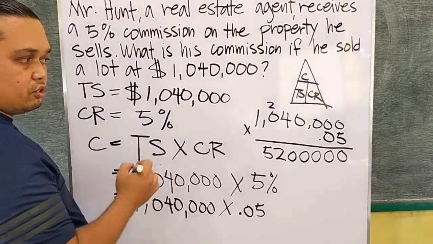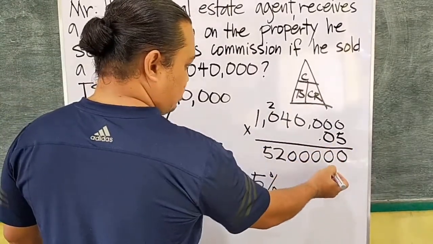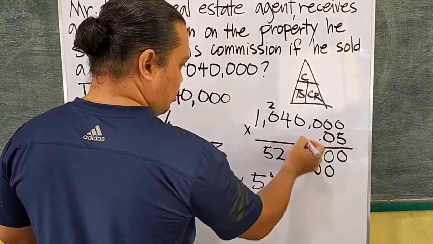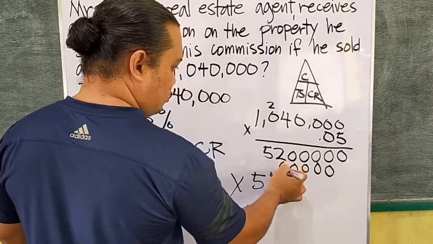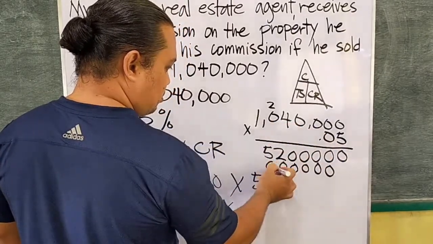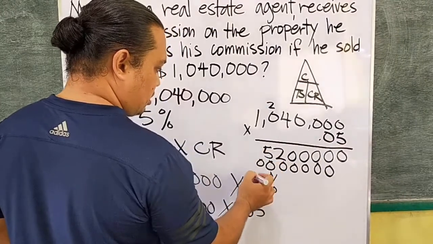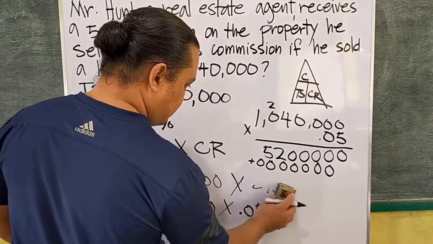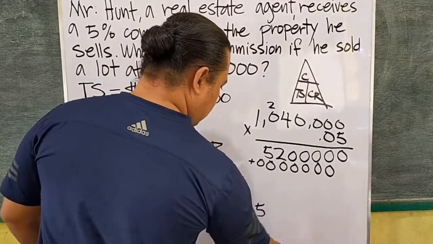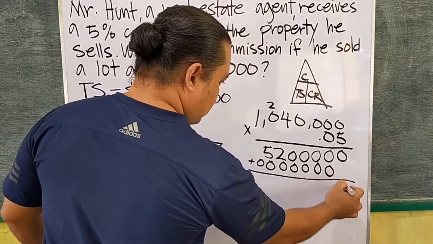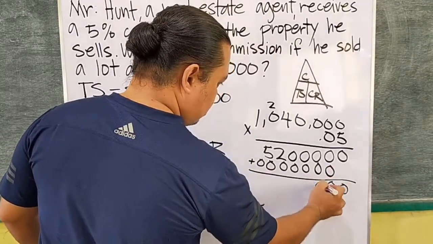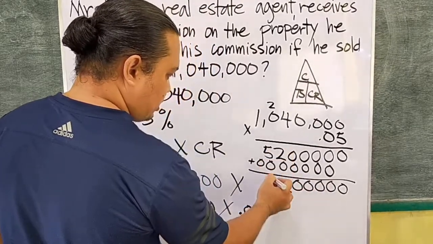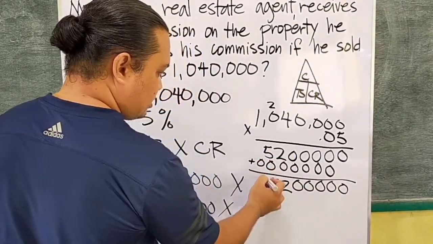Okay? Let's do the 0 here. 0 times every digit is 0. Okay, let's add. Bring down the 0s, bring down 2, bring down 5, and 0.